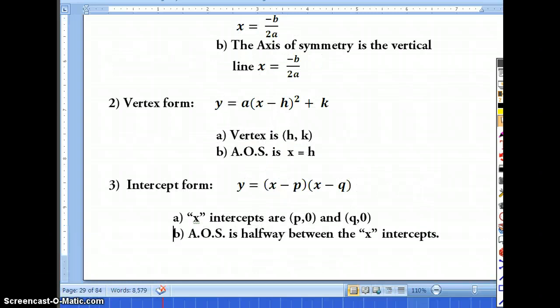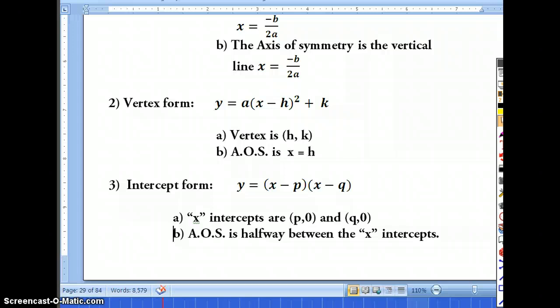Okay, I made a little adjustment here on this intercept form so it all fit on one page. The intercept form is y equals (x minus p)(x minus q). P and q are the x-intercepts. They're the places on the x-axis where the parabola will intercept. And the vertex for this particular form is the x value halfway between the intercepts. So we're going to do an example of this one tomorrow. This one isn't as common as the other two, but it's just as equally easy to graph and understand.